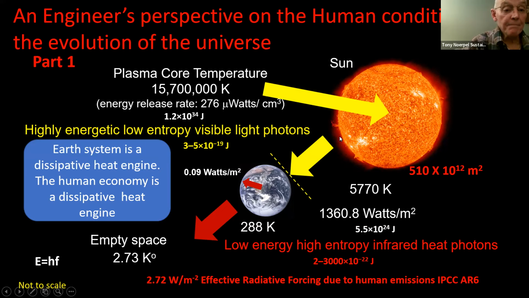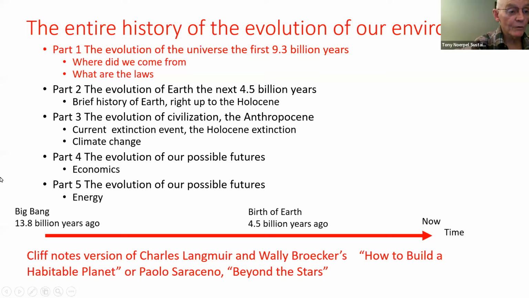The point is the sun is a heat reservoir, and empty space is a cold reservoir, and you can see the difference in temperature. And so that means that the Earth as a system is a dissipative heat engine. In fact, all the sun's energy runs all the systems of the Earth, and we'll actually see that in the next talk when we talk about the Earth. But that means, by the way, that the human economy is a dissipative heat engine, since it's just a subset of the Earth system, and that causes problems for us because modern economic theory doesn't understand thermodynamics. And we'll talk about that in part four.